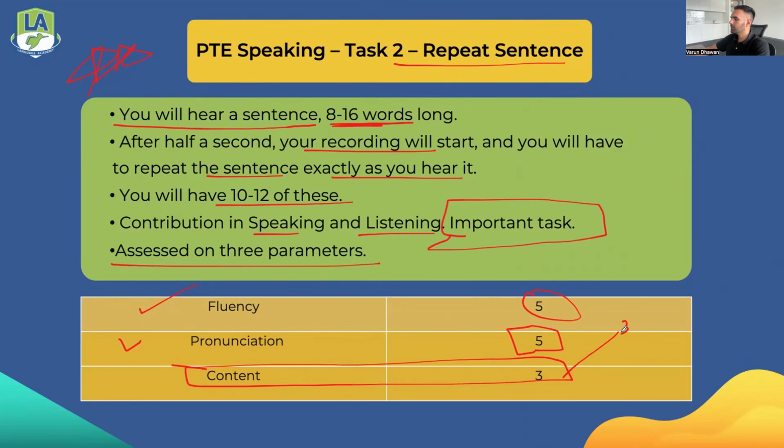To get 3 on 3 in your content, what Pearson actually says is, if you repeat 100% of the sentence in correct sequence, you get 3 on 3. If you repeat more than 50% of the sentence but less than 100% of it, you get 2 on 3. If you repeat more than 25% but less than 50%, you get 1 on 3. If you repeat less than 25%, you get 0 in content.